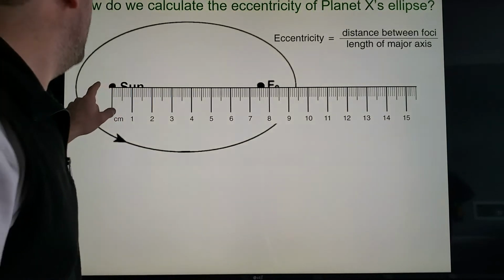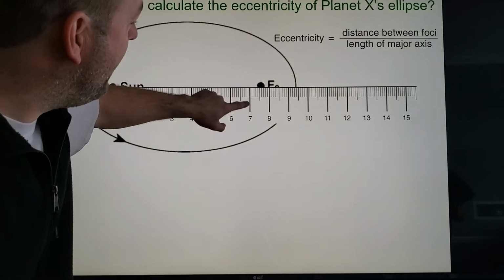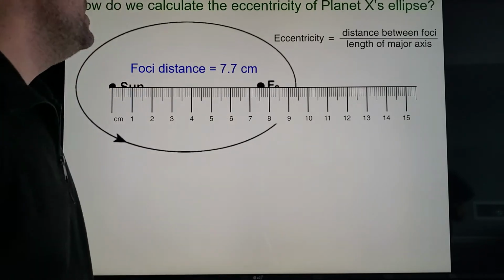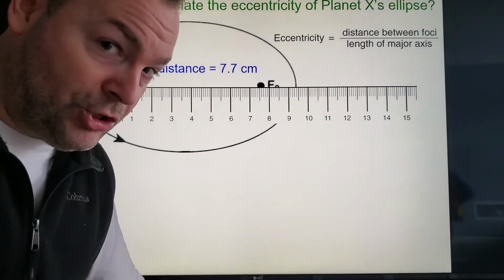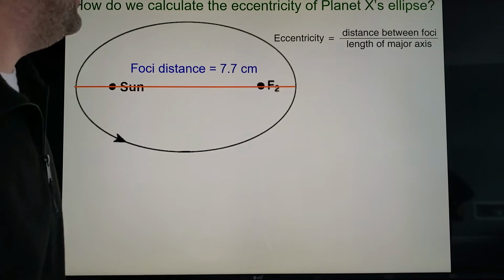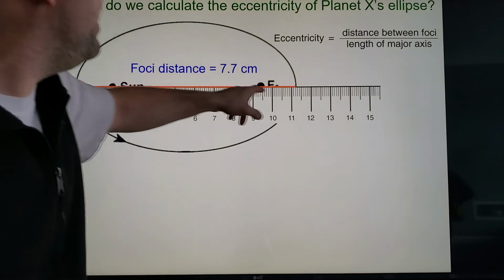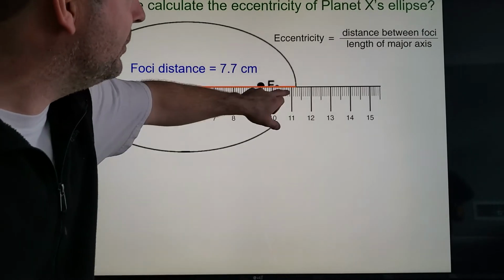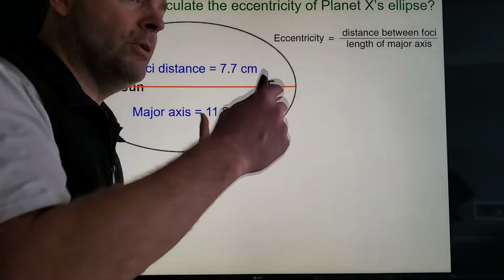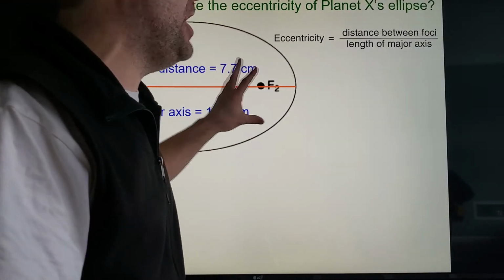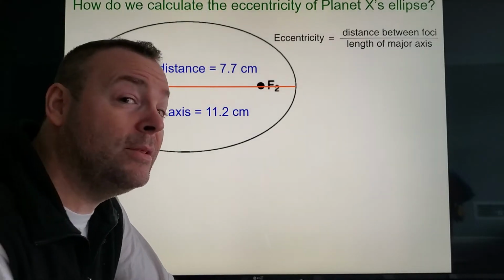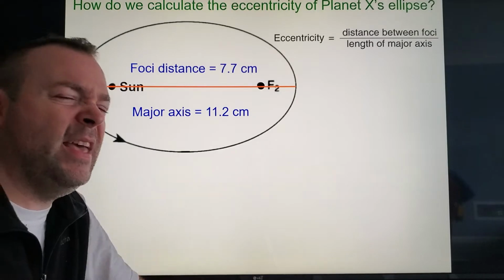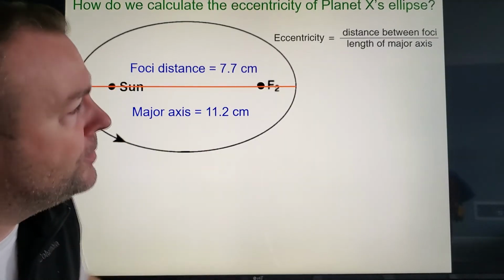My distance between foci, it looks like about 7.7-ish. And now I'm going to move the ruler without touching the screen to get my major axis, and I'm getting about 11.2-ish, right? If you look there, about 11.2. Notice I did not touch the screen. That would have changed the perspective between the measurements. That you can't do. So set it to where you want it, and then take your two measurements.